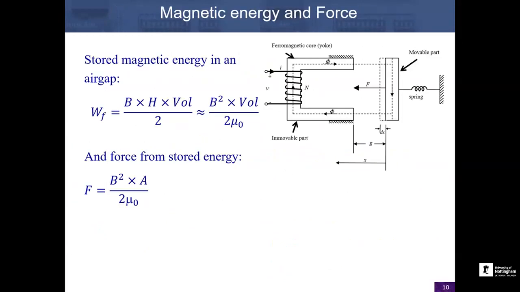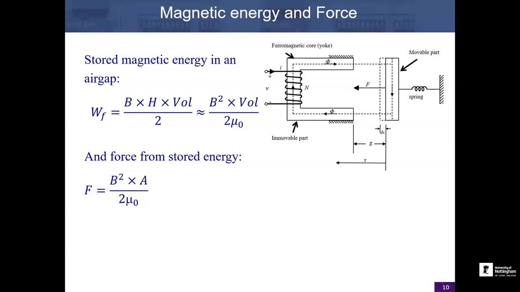We came up with some fundamental expressions for magnetic stored energy and force, and this is something I think Tianji recapped with you last week. We can define our magnetic energy stored in the air gap in terms of our flux density squared times the volume of the air gap over 2 mu naught, so 2 times the constant of free space permeability.